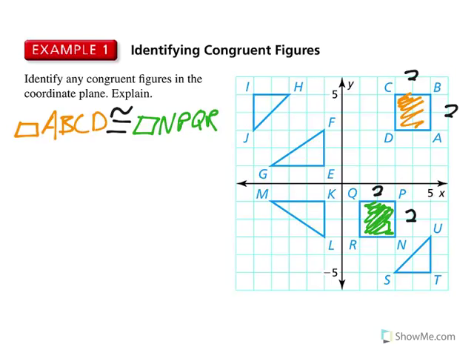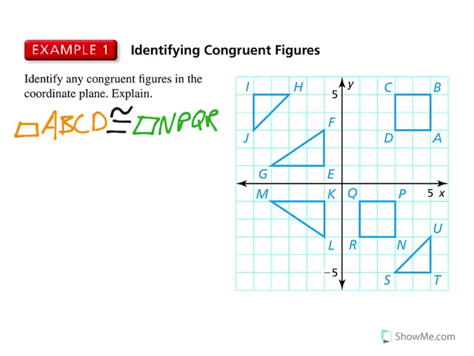And it would appear in this case that they were simply translated. They were moved to the left some, so on our x-axis we would have subtracted what looks like 2, and then they would go down, which would be subtracting from our y-axis as well, so it would be translated.